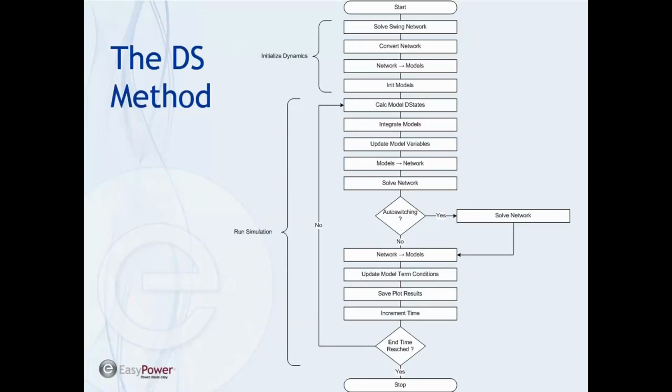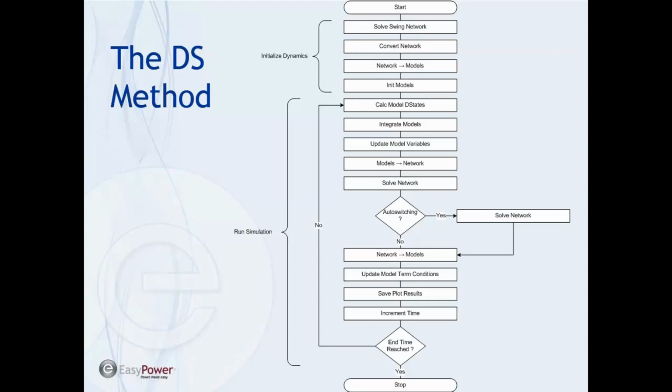So the overall process looks like this. We're entering dynamic stability, and all of this is done to set you up for a simulation. We solve the swing network. We convert the network over to a Thevenin model. We take all the terminal conditions and feed them to the models, then we initialize them. Then we're all ready to go.